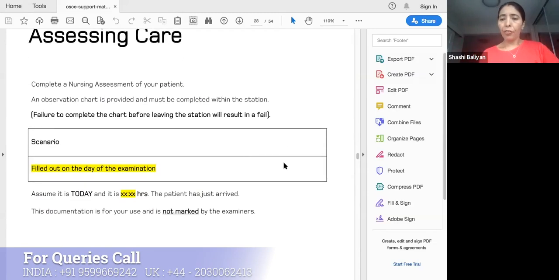Okay, so if you take it from here, you will see this is the type of thing that you will be getting. This is the question, the scenario, which will be written over here, and they will give you the time and today's date, assuming it is today. This is the thing which you will be given to read before you enter into the scenario.